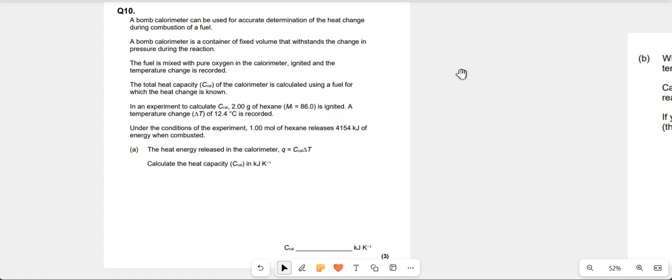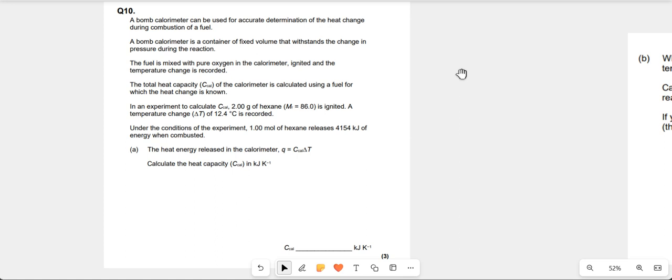A lot of waffle. What's the question? Calculate the heat capacity. So I'm going to need to do some q equals m c delta T situations. Always when you're unsure what to do in chemistry, just find the moles. That's the most simple thing to do.